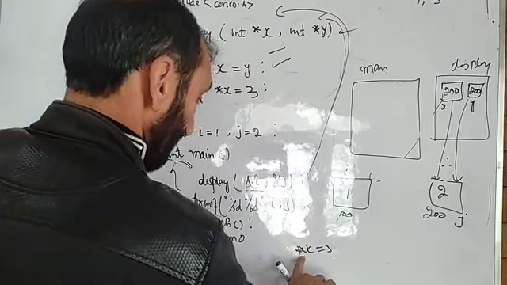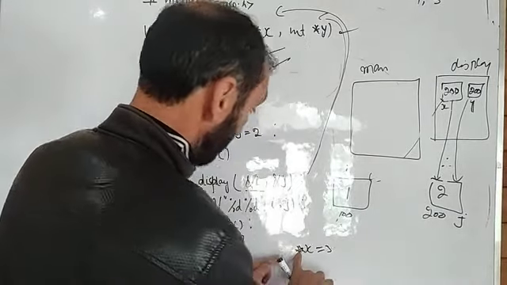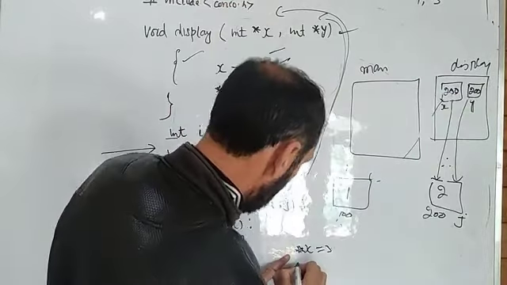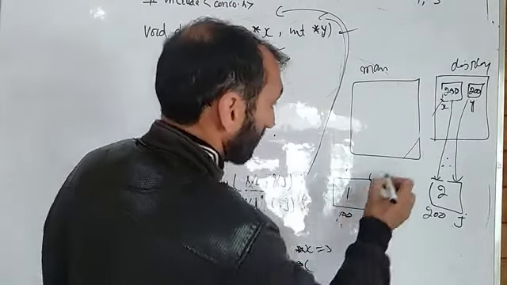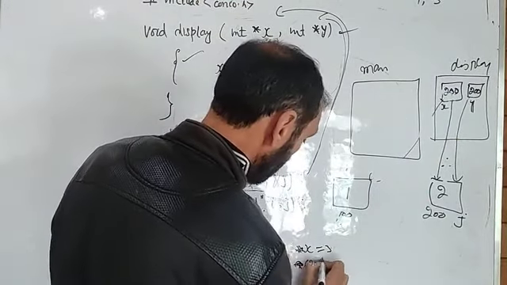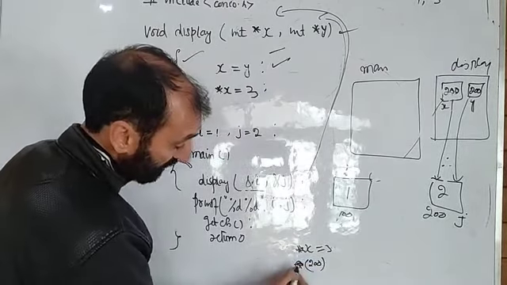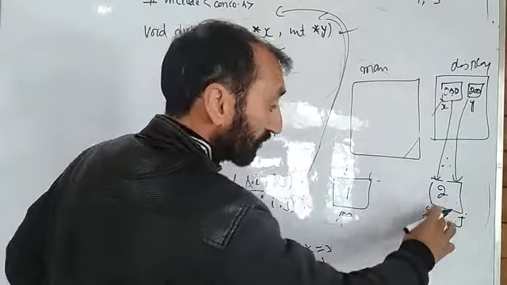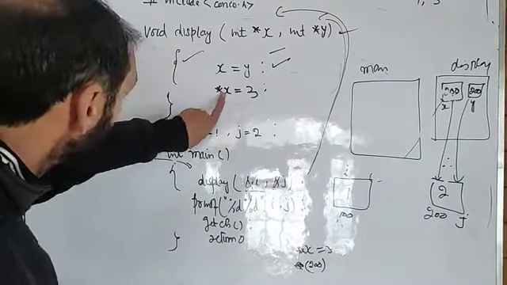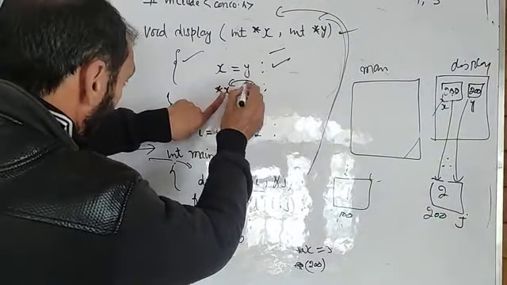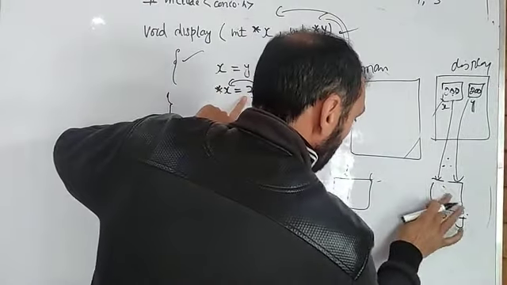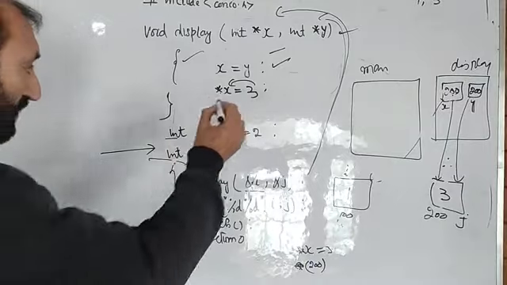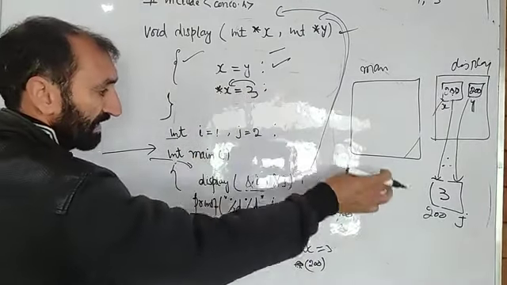Asterisk means value at address. Asterisk x, where x is 200, means the value at address 200. What is the value at 200? 2. That means the value at 200 will be assigned 3. This will get erased and the new value 3 gets assigned.